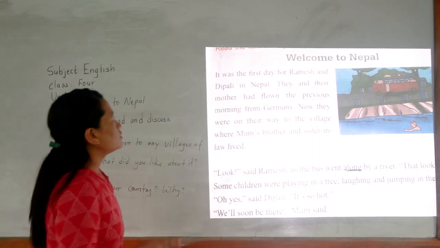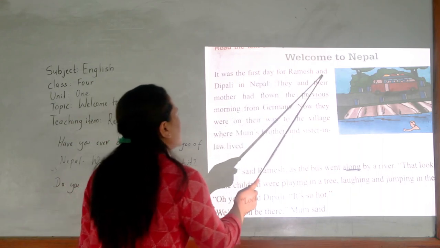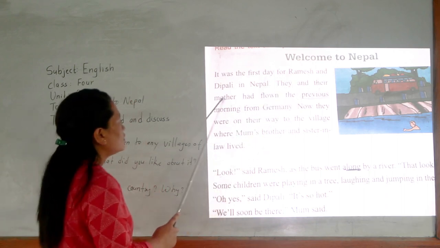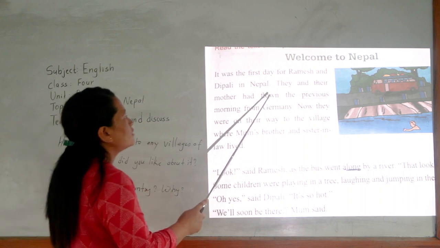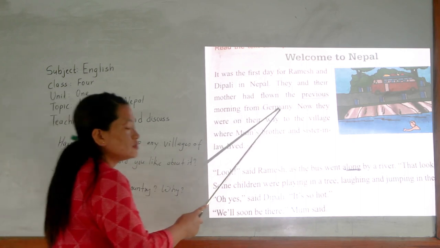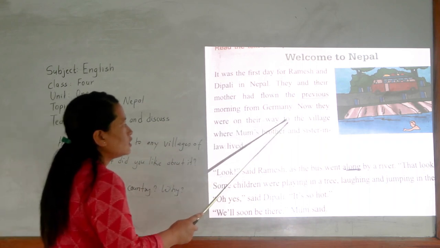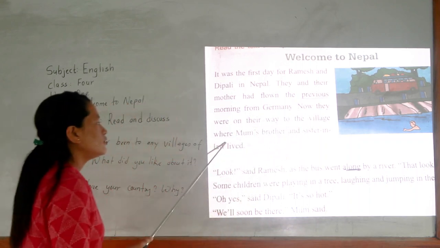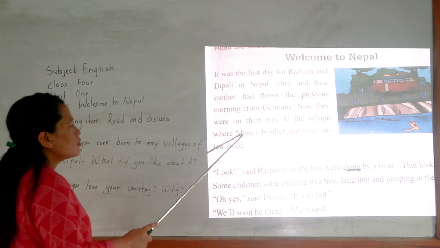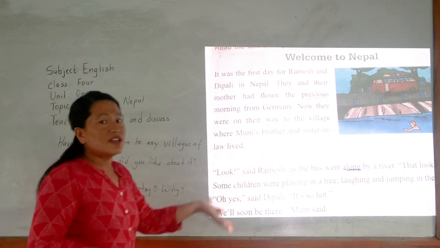No problem. You can repeat after me also. Again, okay? It was the first day for Ramesh and Dipali in Nepal. They and their mother had flown, just read this word, flown, the previous morning from Chamonix. Now they were on their way to the village where mom's brother and sister-in-law lived. Mom's brother and sister-in-law means your maternal uncle and maternal aunt, mama and mami.